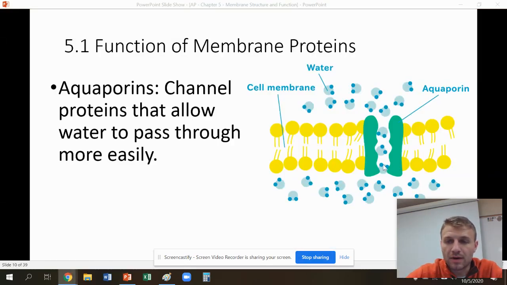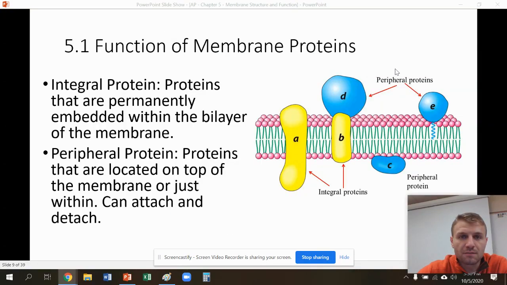Aquaporins are a type of membrane protein we're going to see that specifically help water molecules go back and forth through the membrane. These just aid in water transport, which we're going to talk about later in this chapter with osmosis. Aquaporins, these are easy. Just remember aqua means water, and they're going to allow passage of water to go more easily past the membrane.